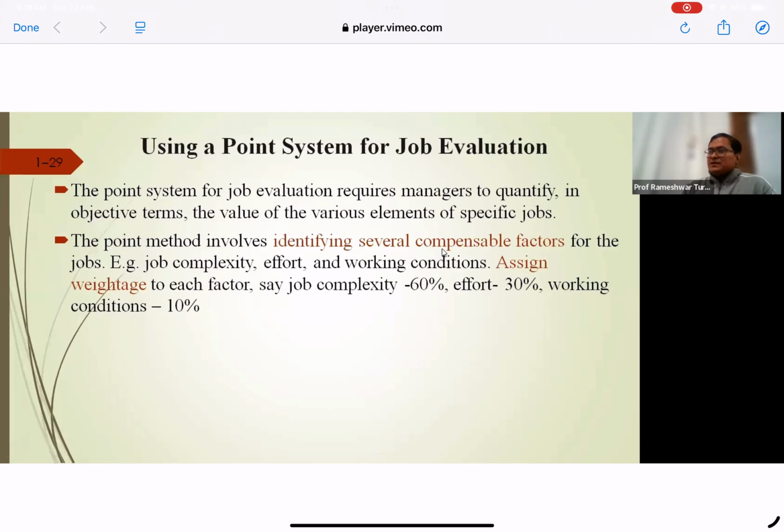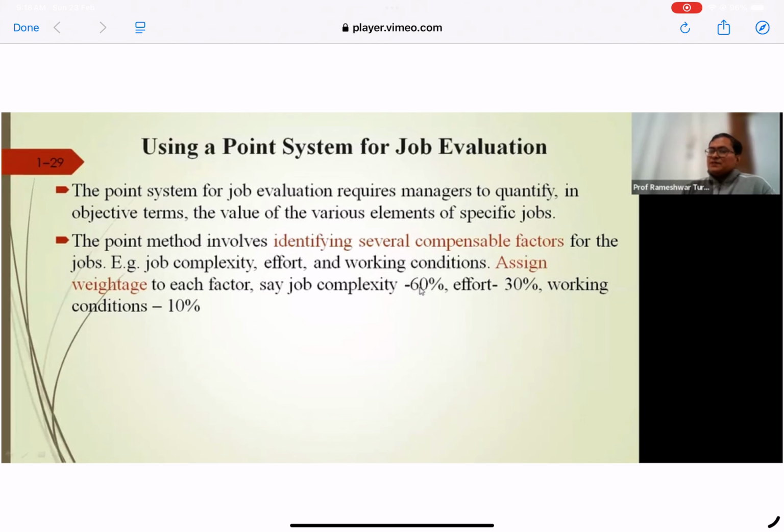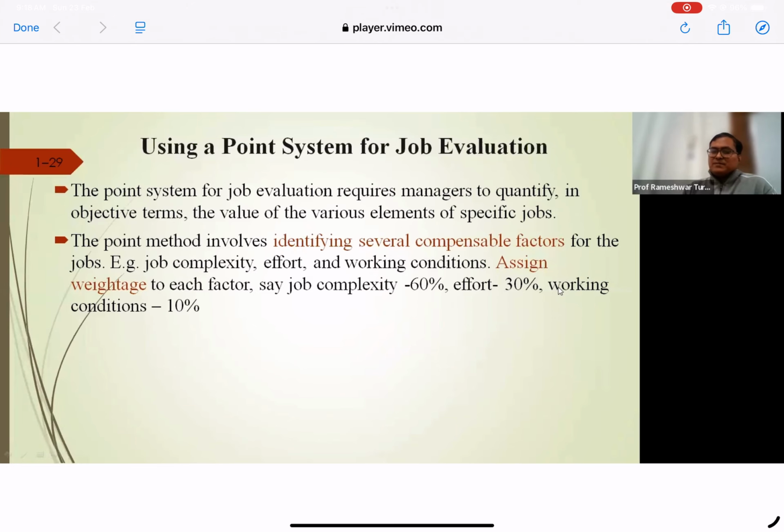Suppose in a company, we want to evaluate jobs based on the point method. So some compensable factors are chosen. For example, job complexity, effort, and working condition. These are 3 compensable factors. People also decide how much weightage we should give. For example, job complexity 60%, effort 30%, working condition 10%.